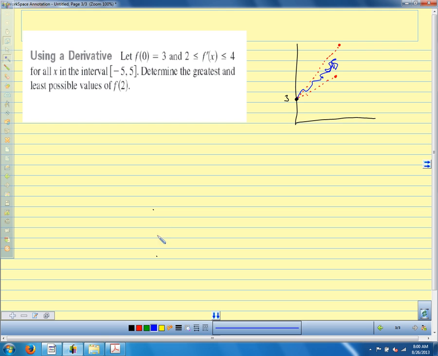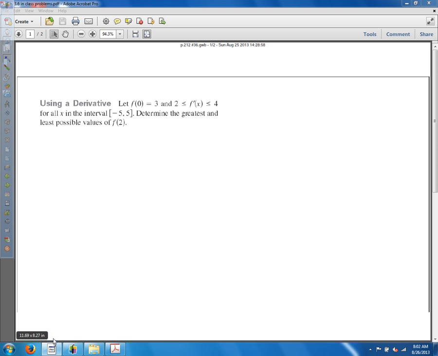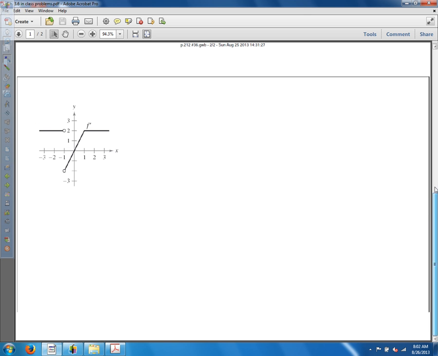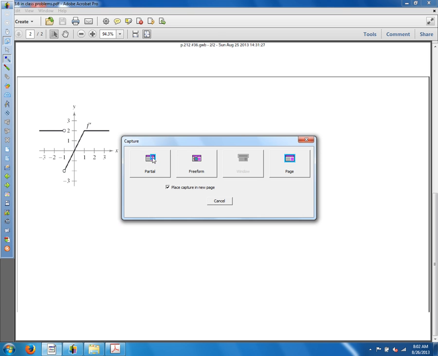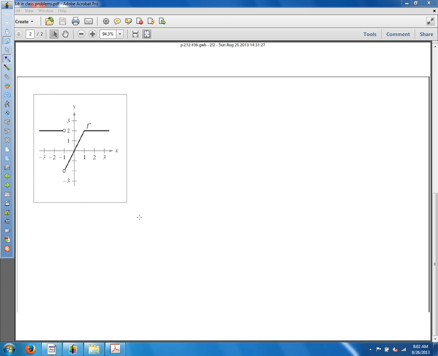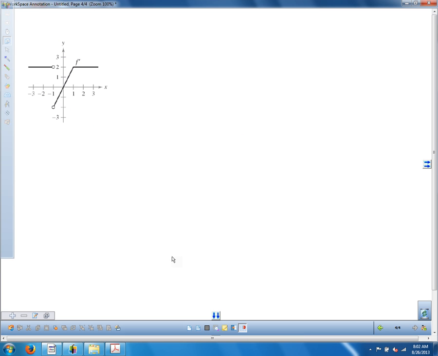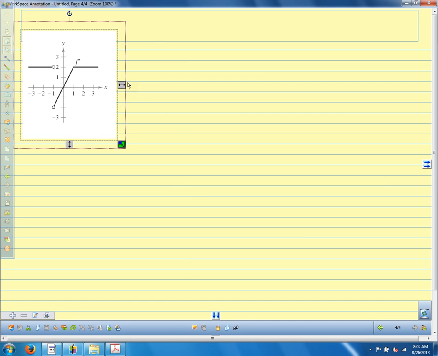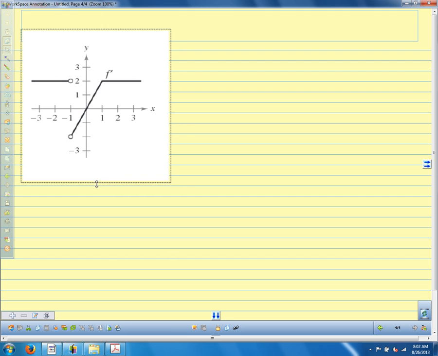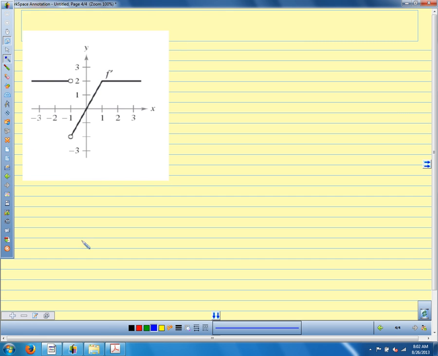All right, let me grab another one, and this is my least favorite kind of problem. So here's our graph. And what we have here is a graph of f prime. And using this graph, we want to come up with a graph for f and for f double prime. So we want to graph f, and we want to graph f double prime. So let's work on that for a minute, and then we will talk about that one.